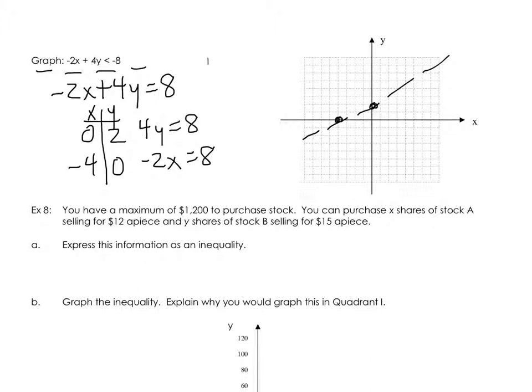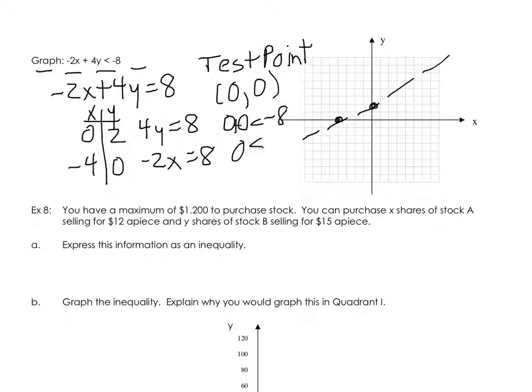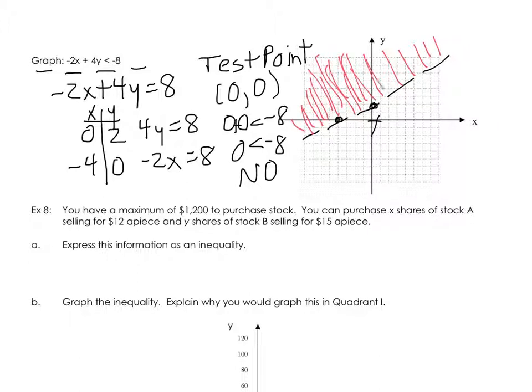I need a test point. The point 0, 0 is obviously not on the line, so it can be our test point, and it's so easy to use. You get 0 plus 0. Is 0 plus 0 less than negative 8? Is 0 less than negative 8? No, it's not. So 0, 0 is not part of the solution. So our solution will be all points above the line. If the test point works, you shade that side. If it doesn't work, you shade the other side.